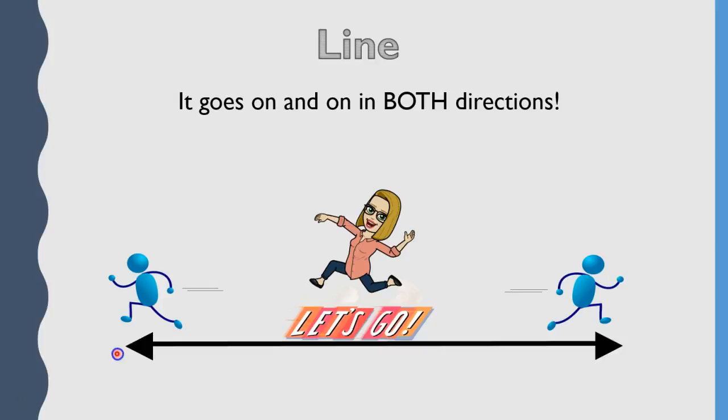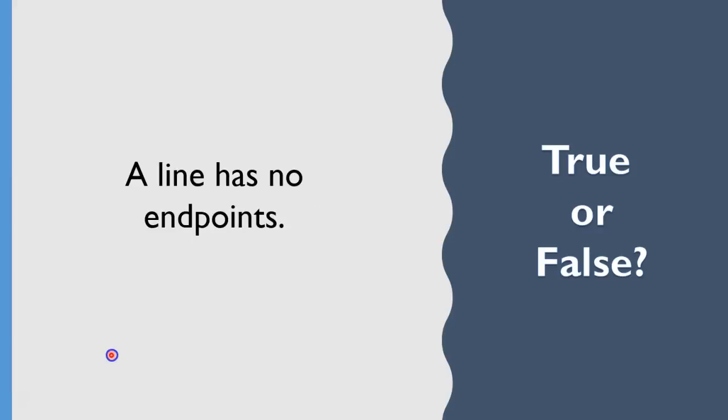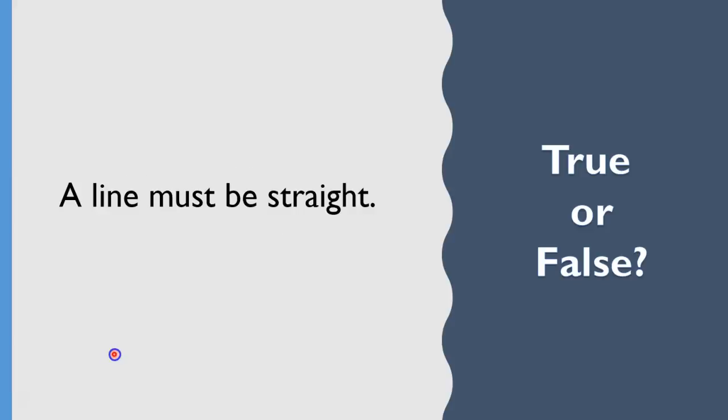Okay, so now we have a little tiny quiz. True or false? A line has an arrow on both ends and continues forever in both directions. What do you think? True or false? A line has no endpoints. True or false? A line must be straight.